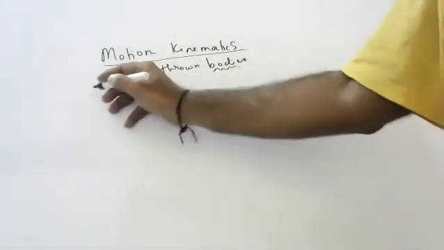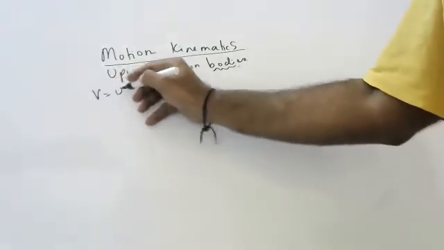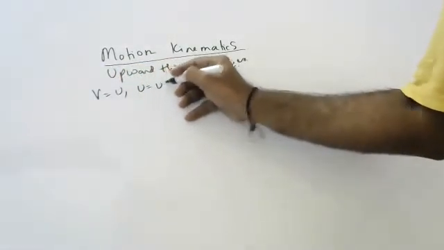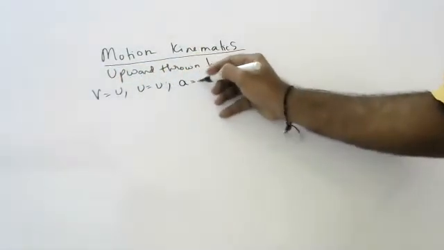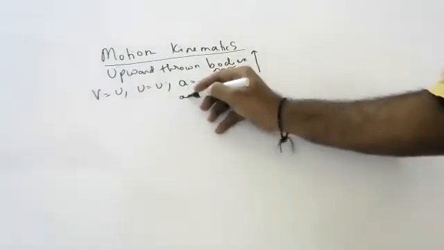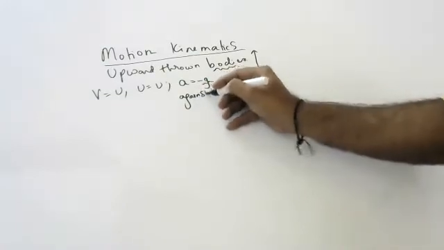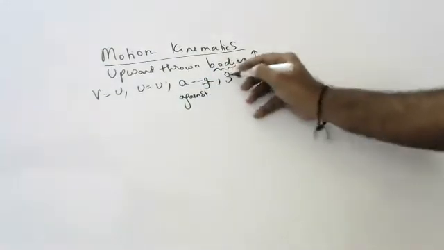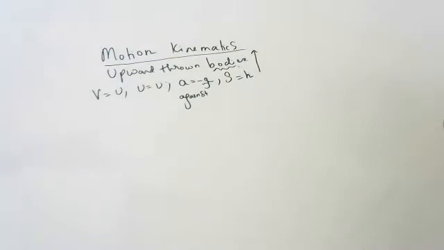So, children, normally V is V only, U is U only. A is minus G because upward thrown bodies are going against gravity. That's why A is equal to minus G. And S is taken as H.